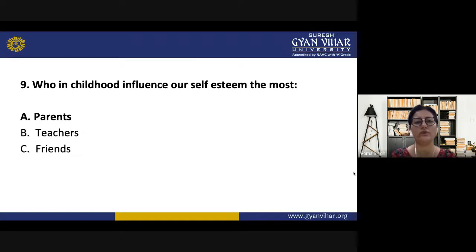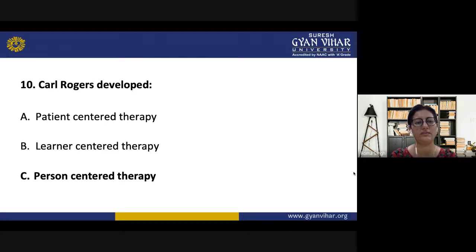Who in childhood influences our self-esteem the most? In childhood, parents are the people who influence our self-esteem the most, not the teachers or the friends. Parents are the most influential people in our lives at that time. Carl Rogers developed patient-centered therapy, learner-centered therapy, or person-centered therapy? As we have discussed, Carl Rogers talked about the self-concept, and he developed person-centered therapy, or client-centered therapy, which focused on a non-directive approach towards the client.